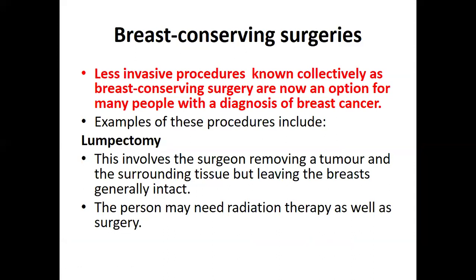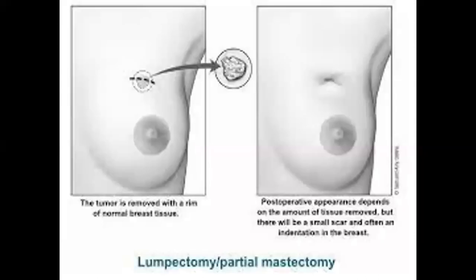They are less invasive procedures, known collectively as breast conserving surgery, and they are now an option for many people with a diagnosis of breast cancer. Examples of these breast conserving surgeries include procedures such as lumpectomy, which involves the surgeon removing a tumor and the surrounding tissue, but leaving the breast generally intact.